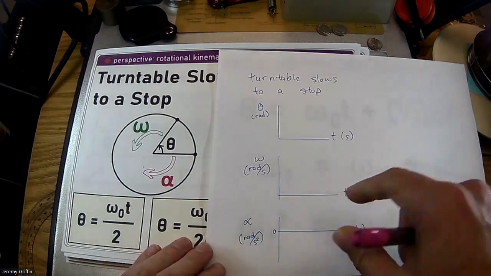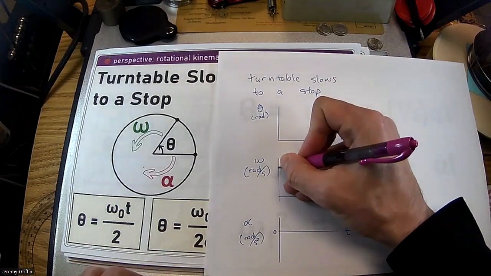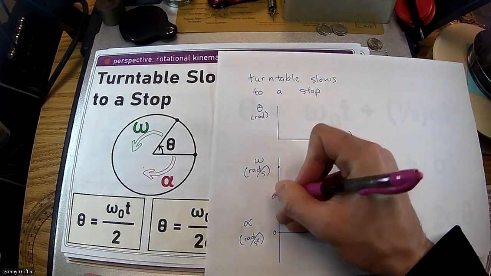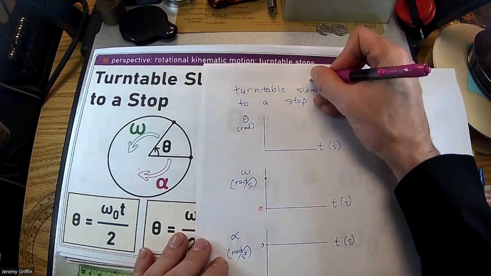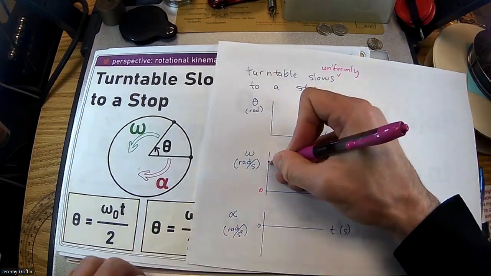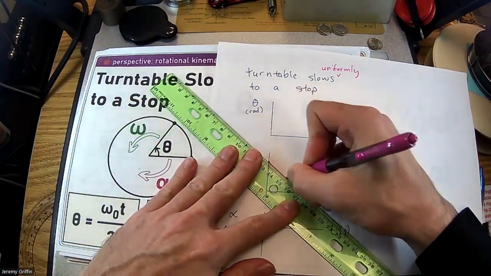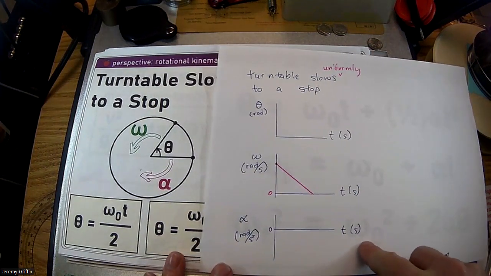All right. So start with the middle one like you usually do. Well, if it was spinning, then it had some angular velocity. If it's going to a stop, then eventually it goes to 0. Oh, let me throw one more word in here. Uniformly. Slows uniformly. And all that means is that for omega versus t, it's just going to make a straight line like that, right? Instead of being like some crazy curve, right?